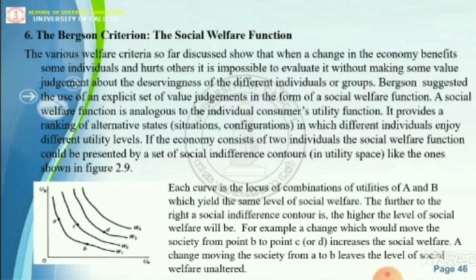The further to the right a social indifference contour is, the higher the level of social welfare will be. For example, a change which would move the society from point B to point C or D increases the social welfare. A change moving the society from A to B leaves the level of social welfare unaltered.